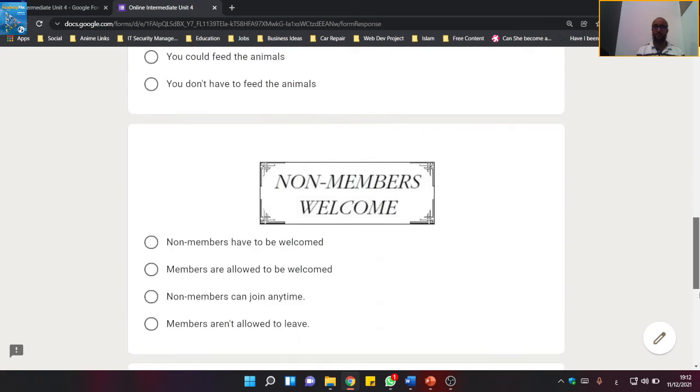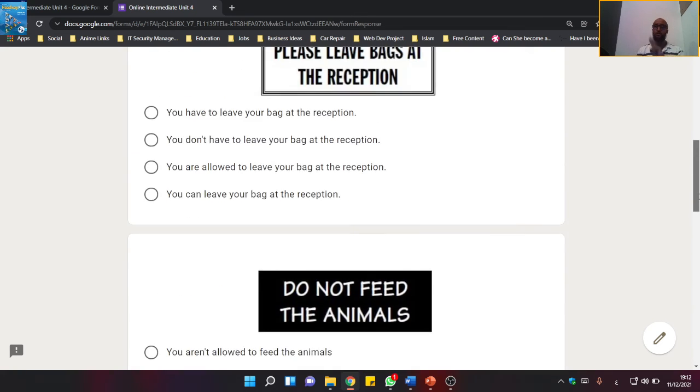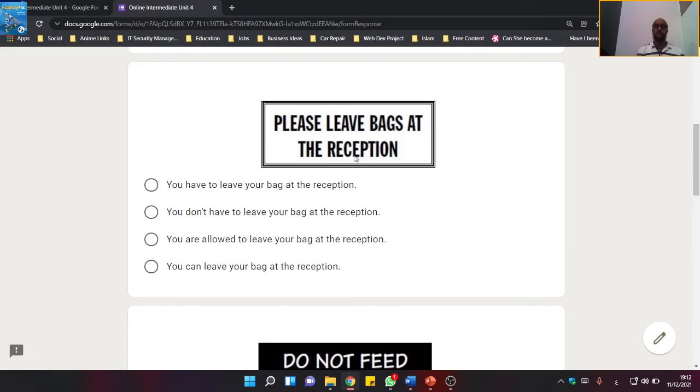Okay, so let's see how many we have. We have about 4, so I'll help you guys with 2, okay? So here it says, please leave bags at the reception. So what does it mean? Does it mean you have to leave your bag at the reception?